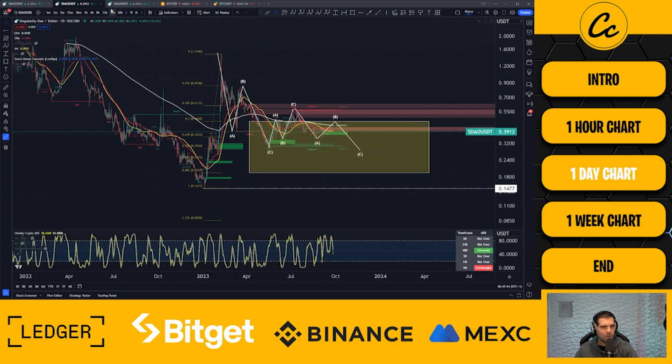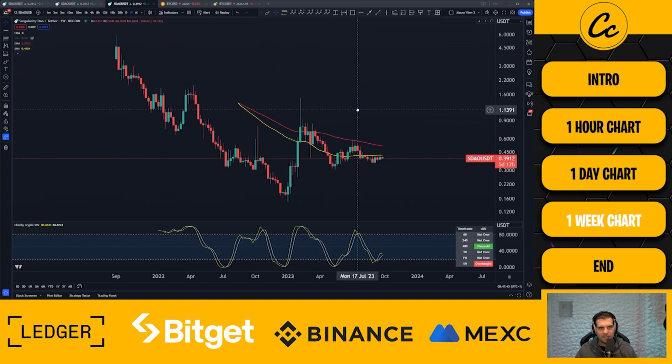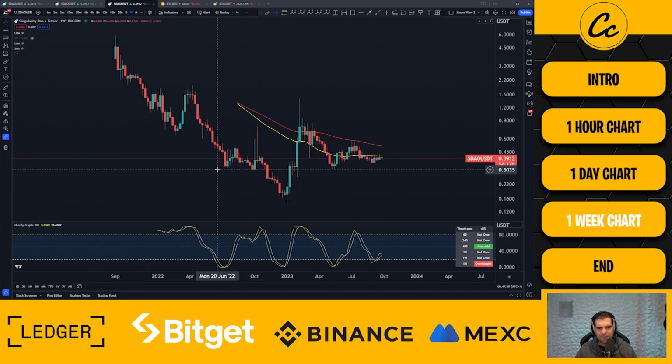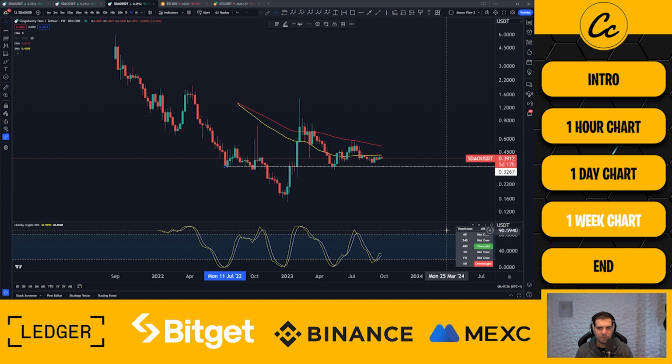Now, from a weekly standpoint, we have even fewer candlesticks. There's not a huge amount more I can really say about this. It does look like we have found good support at the moment on the lows around 32.67 cents. As you can see here, this is previous consolidation, previous resistance, and we found good support there.